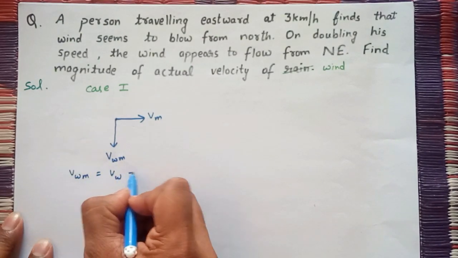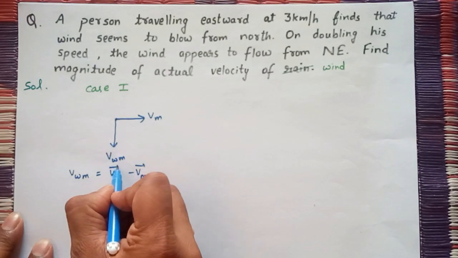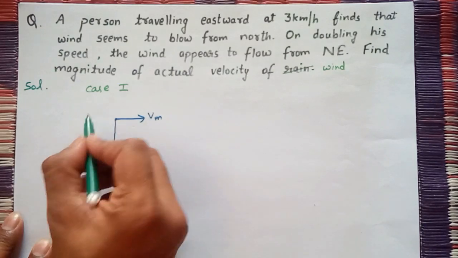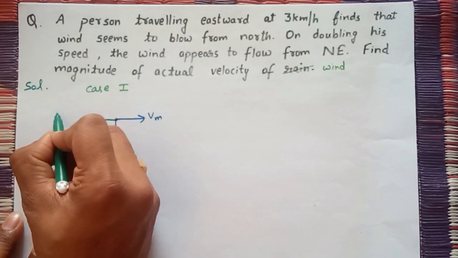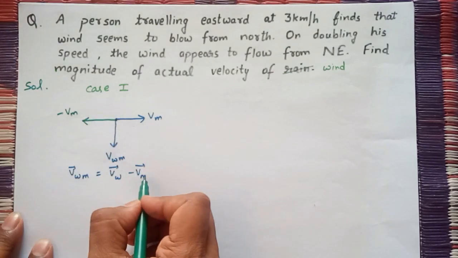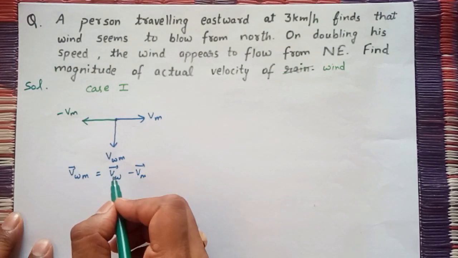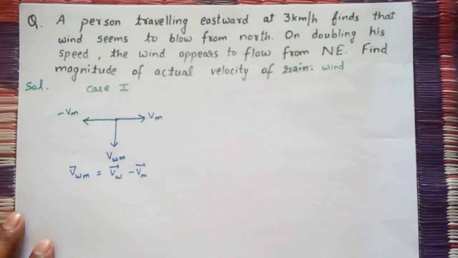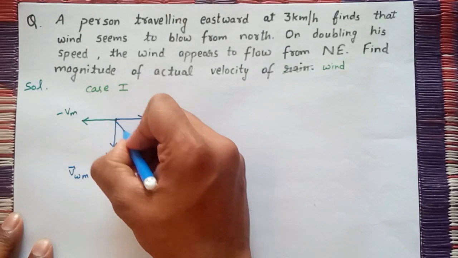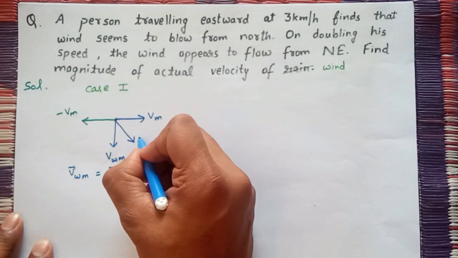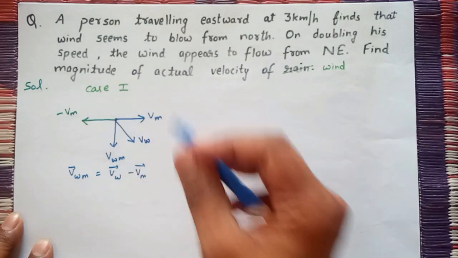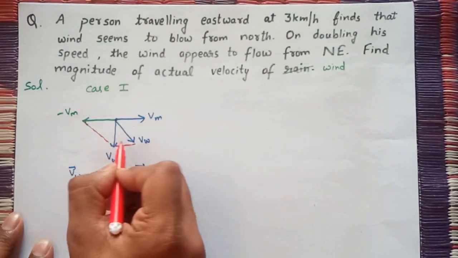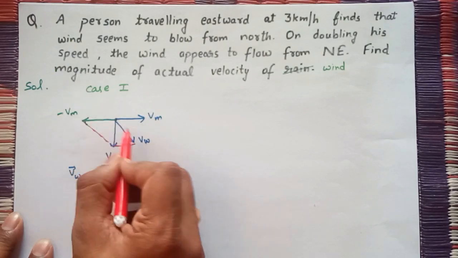VWM is VW minus VM. So what to do? We have to make minus of VM. So this one will be the minus of VM. This one is negative of velocity of man, and where will be the velocity of wind, such that this will become the resultant? Velocity of wind should be like this. This one should be the velocity of wind, due to which this one will be the resultant of both of this.